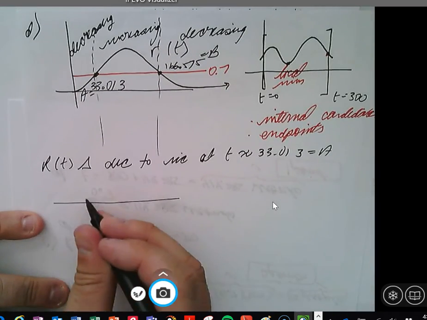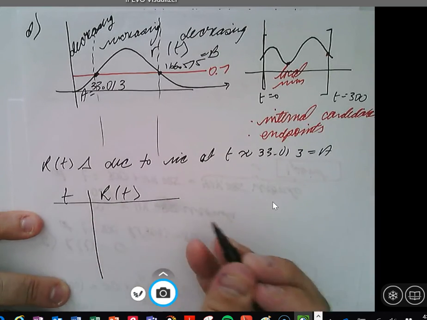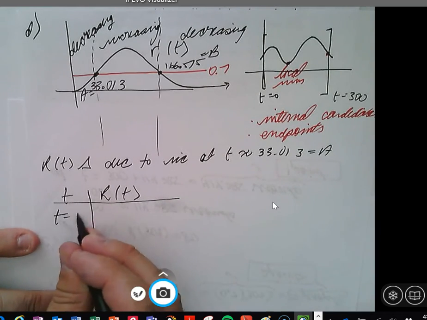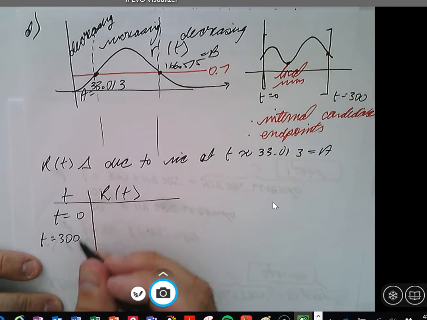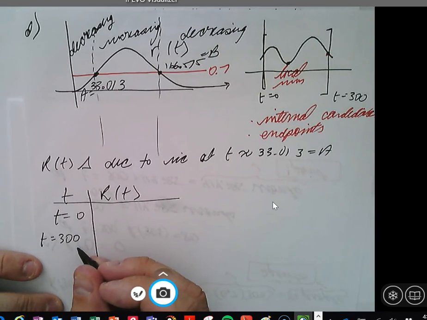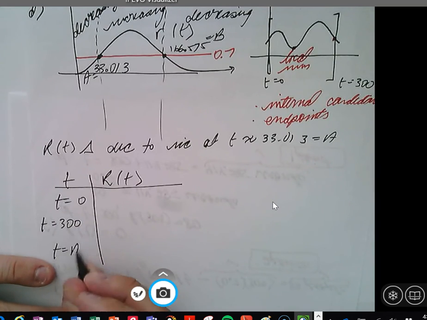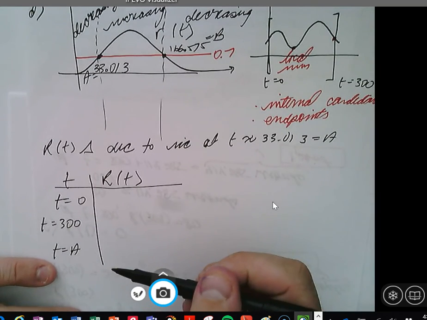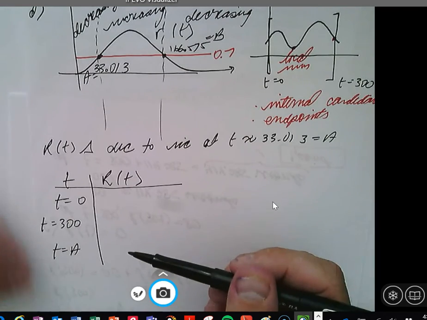That's my internal candidate. What I need to do now is evaluate r of t at 3 different values. I need to evaluate at time 0 because that's the start of my interval. I need to evaluate at time 300 because that's the end of my interval. And I need to evaluate at time t equals A. We've already calculated some of these before.